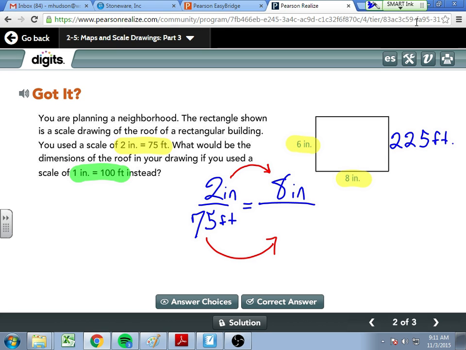Because notice how I'm putting my labels in here. If I start with inches on top, feet on bottom, I have to continue with inches on top and feet on bottom. So then, how do I go from 2 to 8? Crystal? Times 4. And that, bless you, that tells me that this is going to be 300 feet. So the actual length is 300 feet. Does what we've done so far make sense?